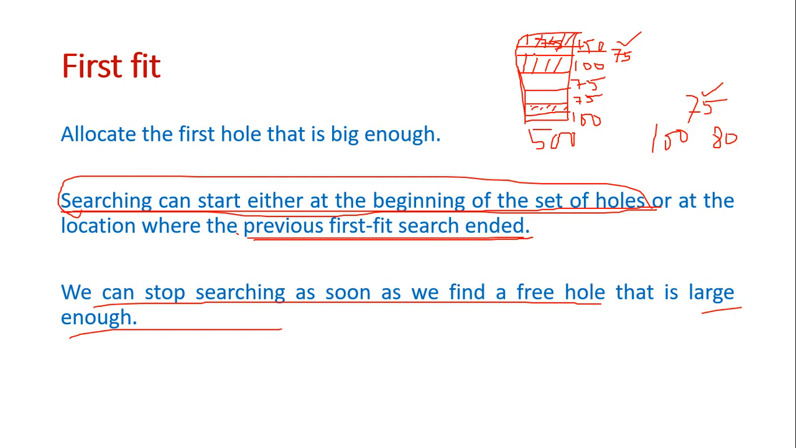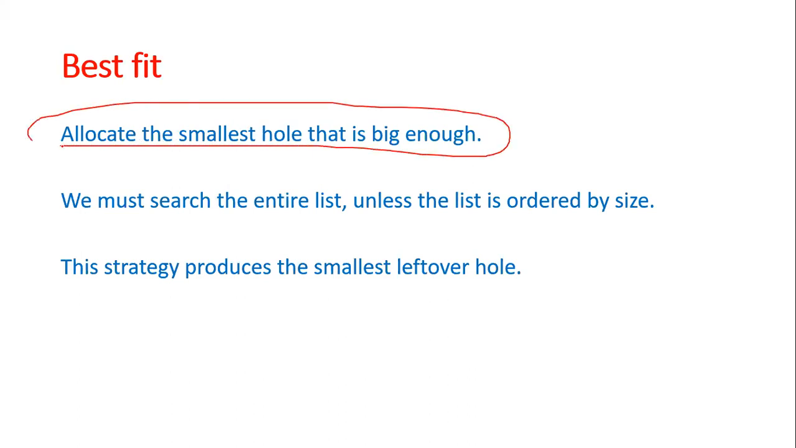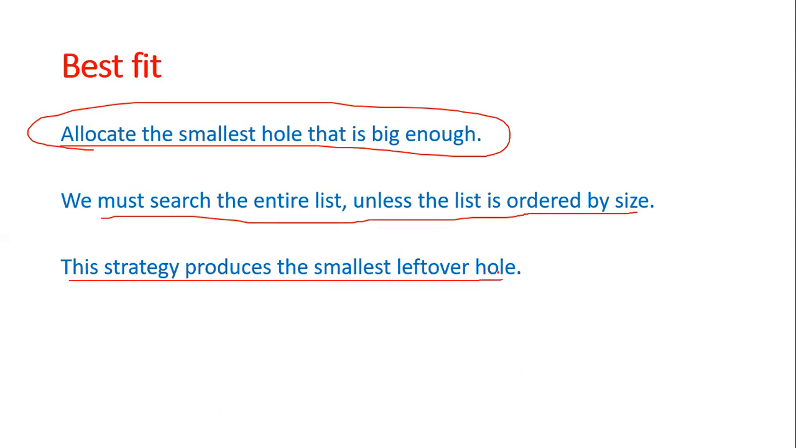If the first hole is free, it allocates, right? That is the first fit method. The next one is best fit method. In the best fit method, it allocates the smallest hole that is big enough. In this case, we must search the entire list unless the list is ordered by size. This strategy produces the smallest leftover hole.